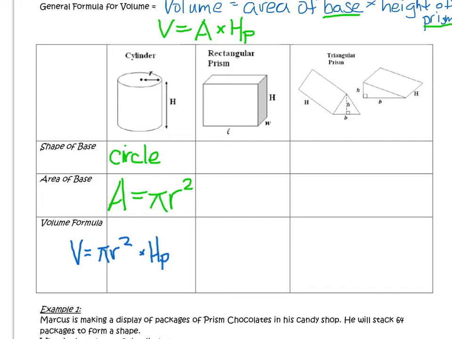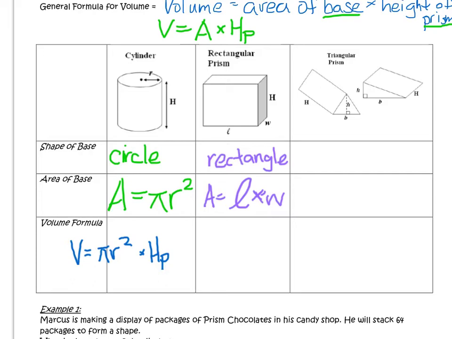Robin, for a rectangular prism, shape of base? Would be a square. For a rectangular prism? Sorry, I thought you said cube. So it would be a rectangle. Area of the base, Robin? The formula would be length times width. Area for a rectangle is length times width. Therefore, the formula for area would be length times width.